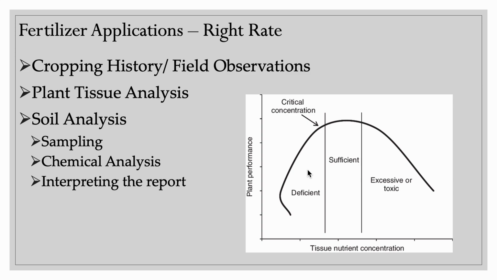Do we need to apply phosphorus? Do we need to apply sulfur? Which one of those are sufficient? And if we find that after we've started our growing season we still have a deficiency, then we will look to this plant tissue analysis to see what the deficiency would be.